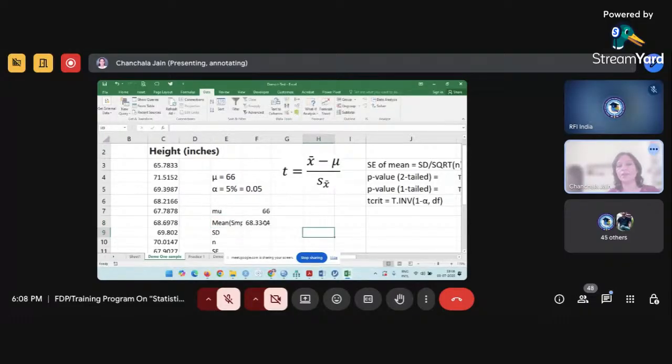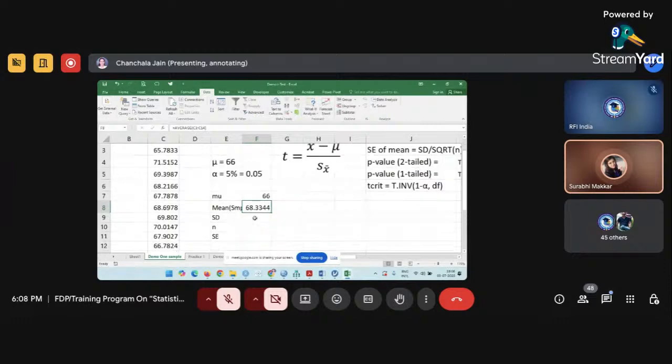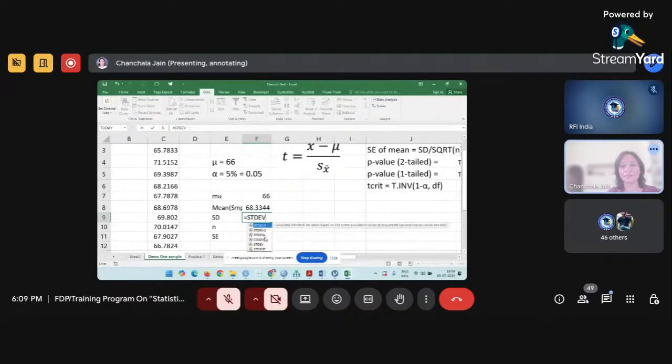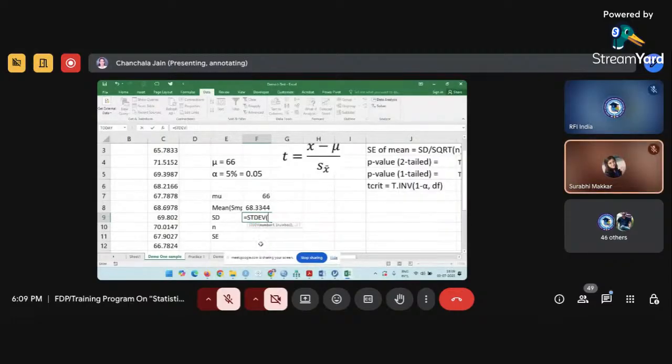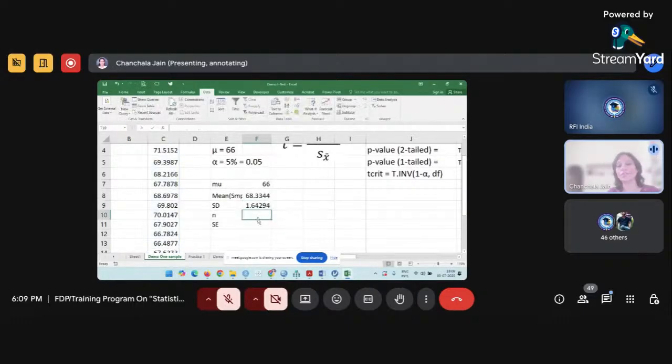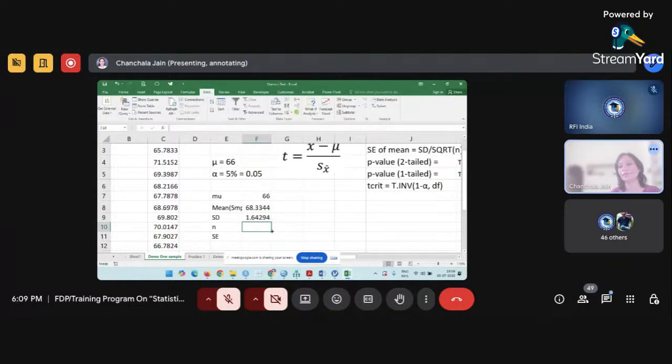Then we will calculate the standard deviation. We already know STDEV is the function we use to calculate the standard deviation, right? So you can give the range. I think the range was C3 to C14, right? And then press enter. It is 1.64294. Fine, everyone? No problem till here? May I proceed?